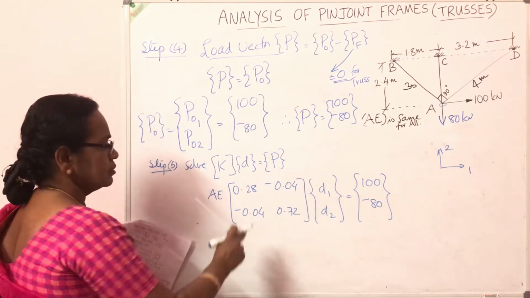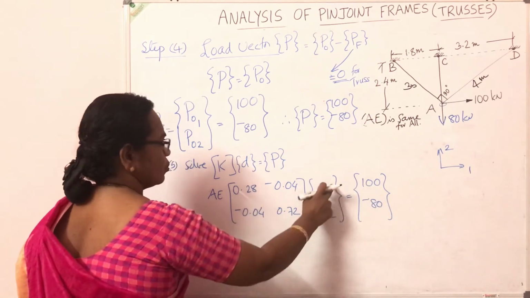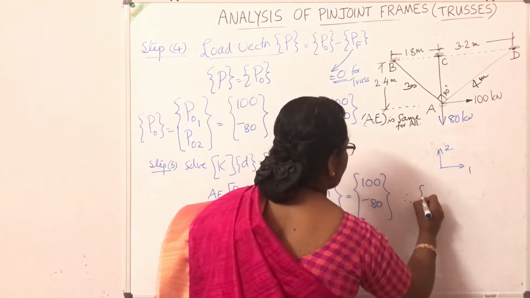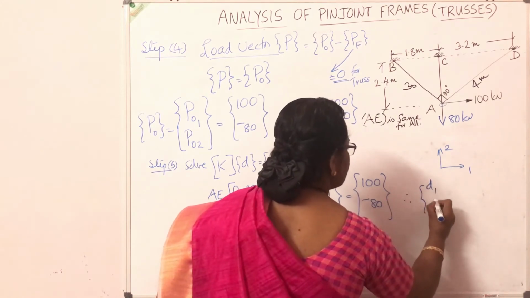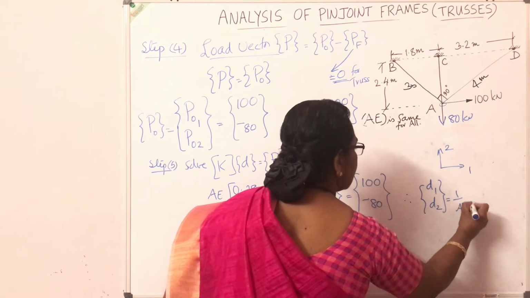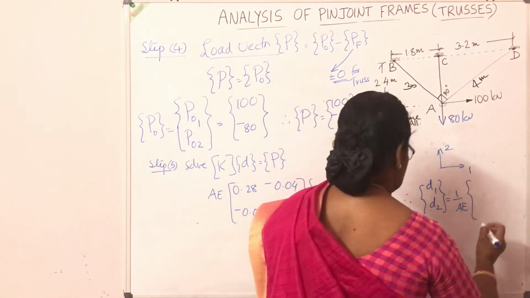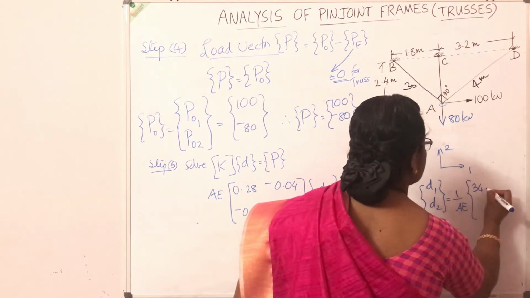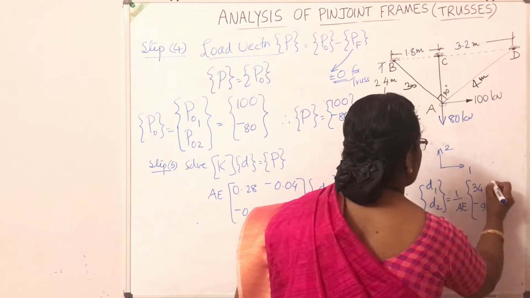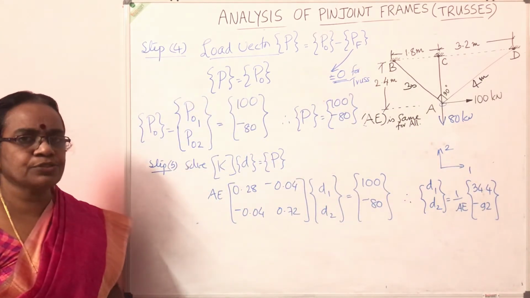Solving these equations, 0.28 d1 plus minus 0.04 d2 equals 100, 0.4 d1 plus 0.72 d2 equals minus 80. Solving, we get d1, d2 as 1 by AE into 34.4, minus 92. So these are the values of displacement of joint A.